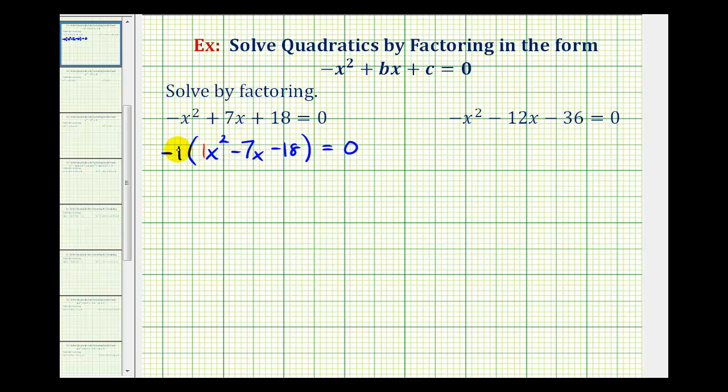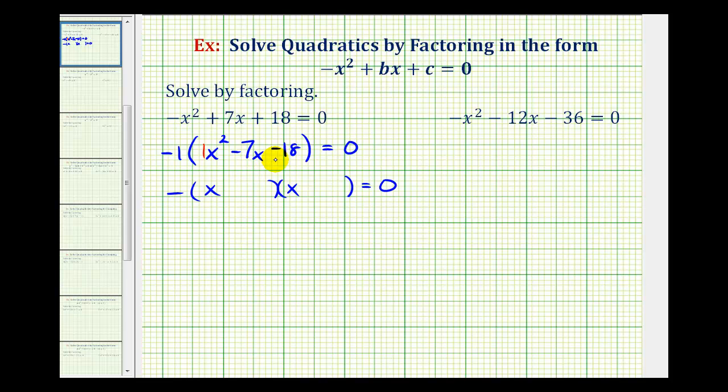Now here we did factor out -1, but this 1 is actually optional. We could just factor out a negative, and then if this does factor, it'll factor into two binomial factors. The terms in the first positions would be the factors of x squared, which would be x and x. And then the terms of the second positions would come from the factors of -18 that add to -7. So we want two numbers that multiply and give us -18, but when we add them, we get -7.